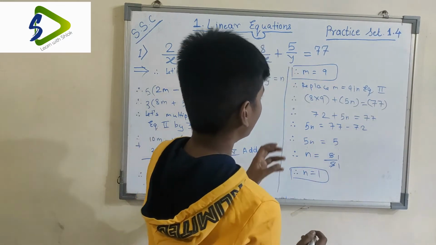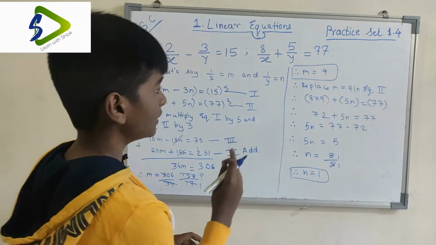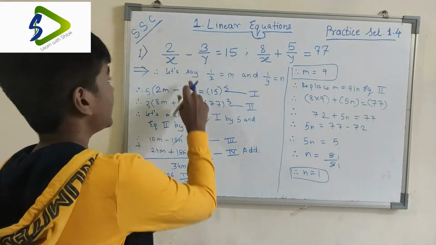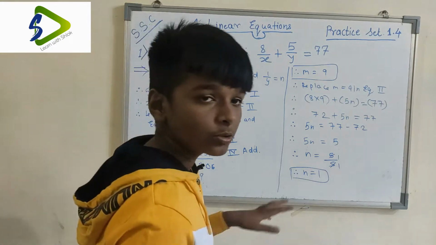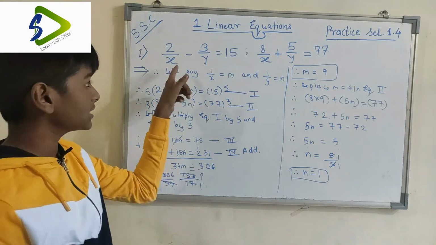And this is how we got m and n, but we don't have to find m and n, we have to find x and y. So we have to do more. So let's find the value of x and y now.